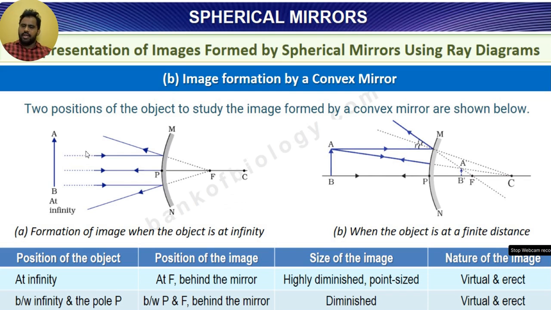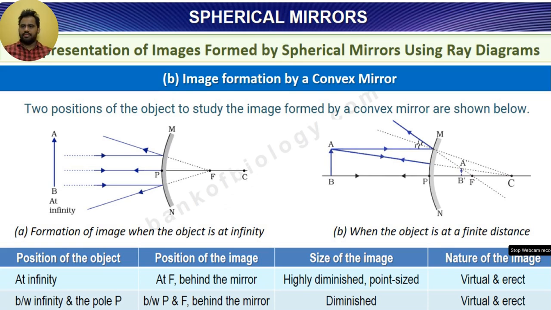Again, all the rays will come, hit the convex mirror, and get diverged. When we retrace the rays behind, the image will be formed at the focus, and the image will obviously be highly diminished, point size, virtual and erect. Both the images formed are virtual and erect.